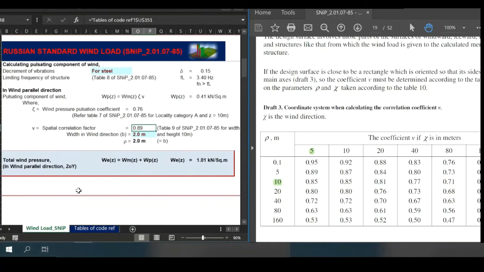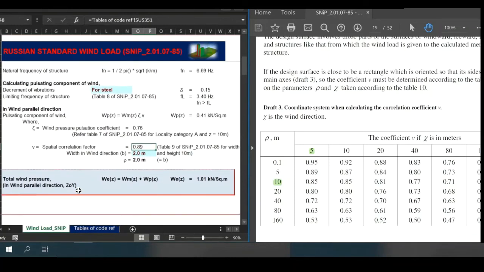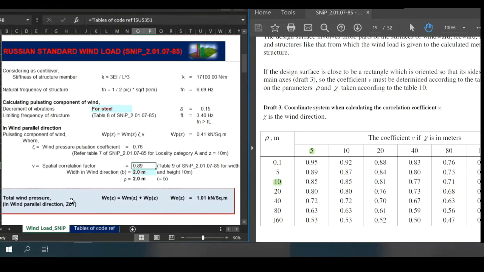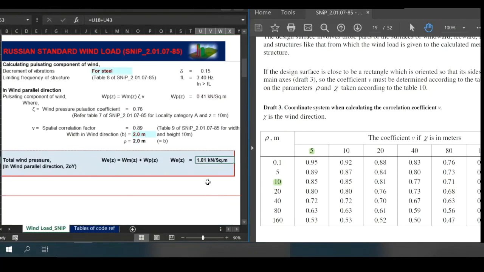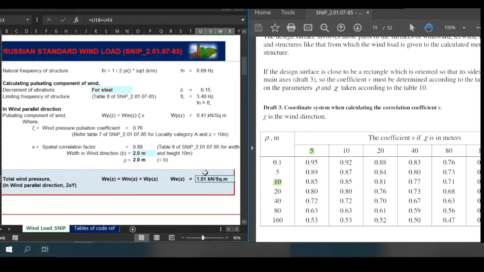Now we are in the final stage of calculating the wind pressure. The total wind pressure WEZ equals WMZ plus WPZ. By adding these two values, we get 1.01 kilonewton per square meter. So this is the total wind pressure. Now this wind pressure is to be applied on the various structures as per our requirement.